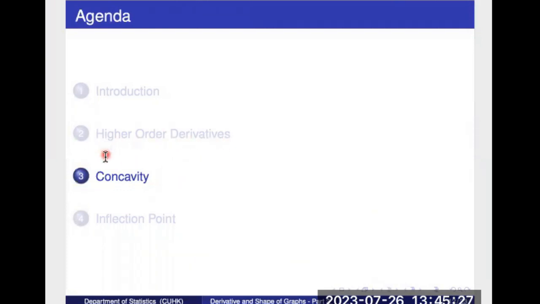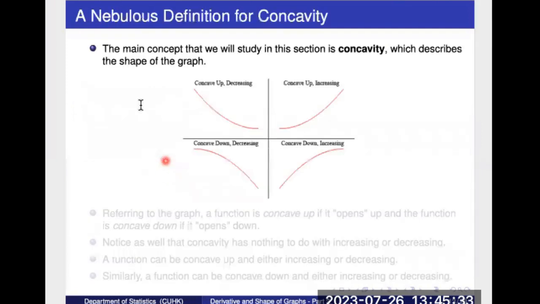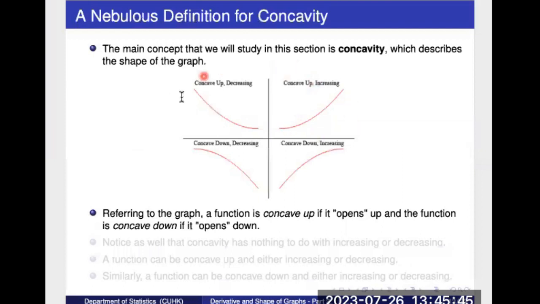Next, we'll transition into exploring the very useful concept of concavity and how to test for it using the second derivative. Moving forward in our journey, we arrive at the idea of concavity. Concavity characterizes the shape of a graph, whether it opens upward or downward. Referring to the graph on screen, a function is concave up if it opens up and the function is concave down if it opens down.